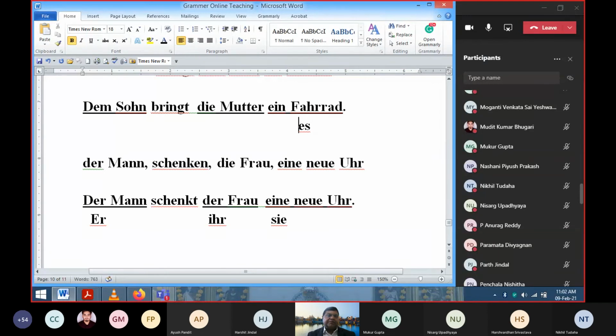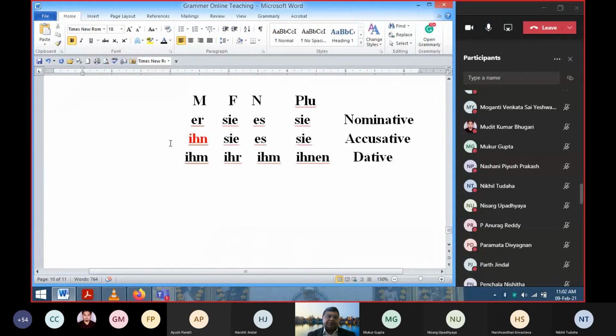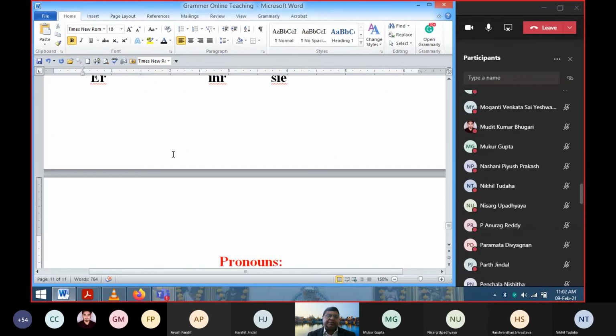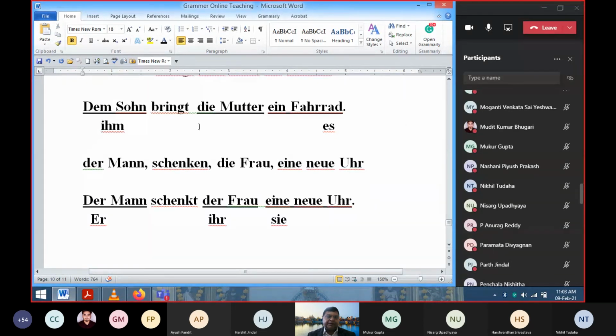Yeah, for dem Sohn, what is to be written? Ihm. Correct. Ihm means now it's dative. So dative, masculine singular, ihm, to him. Ihm means to him. So dem Sohn, ihm. And then for die Mutter, sie. So now ihm, sie, es.